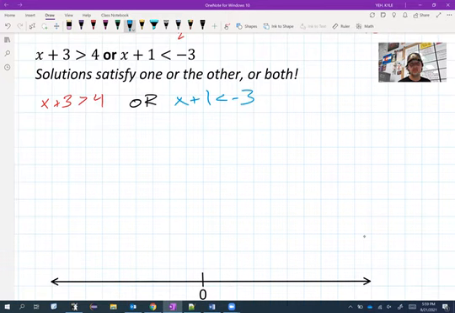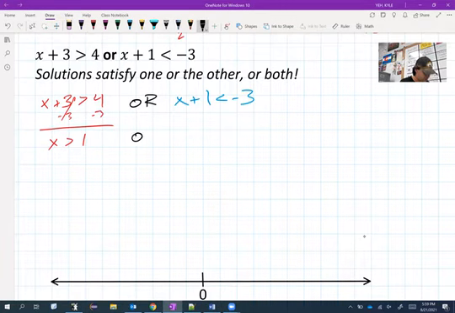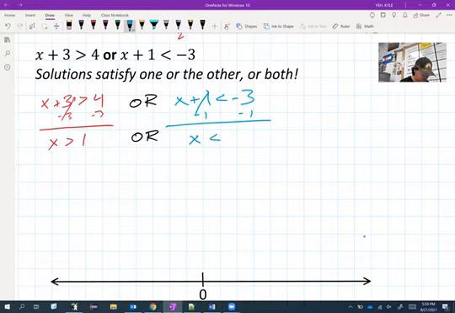And the good news with this is we can just solve these independently. I'm going to subtract 3 on both sides on my red. So that means that X has to be greater than 1, or I'm going to subtract 1 on both sides on my blue. So X has to be less than -4. X needs to be greater than 1, or X is less than -4.